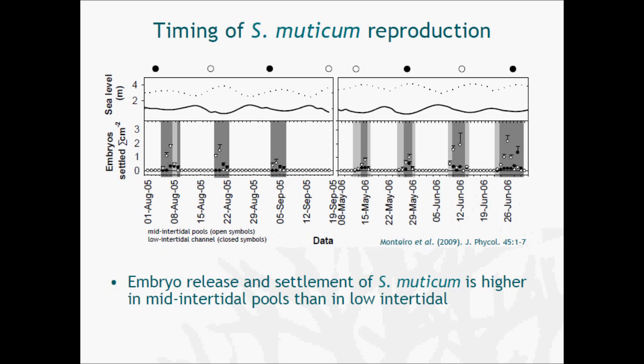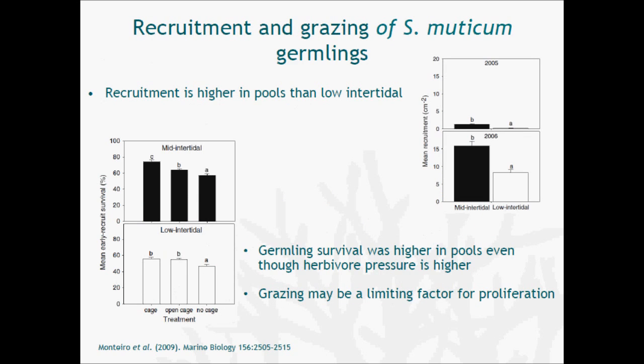This is the embryo settlement. We studied embryo release and settlement. This is only the settlement. And you can see that if you compare the mid-intertidal pools with the low intertidal zones, the settlement is actually much higher in the pools than in the lower intertidal. So this is curious. Here the species is quite well adapted to the pools and uses the pools to spread. In other zones of Europe, this is not so. This is only in a very exposed coast where Sargassum muticum does this. Looking at the relationship between recruitment and grazing of the germlings.